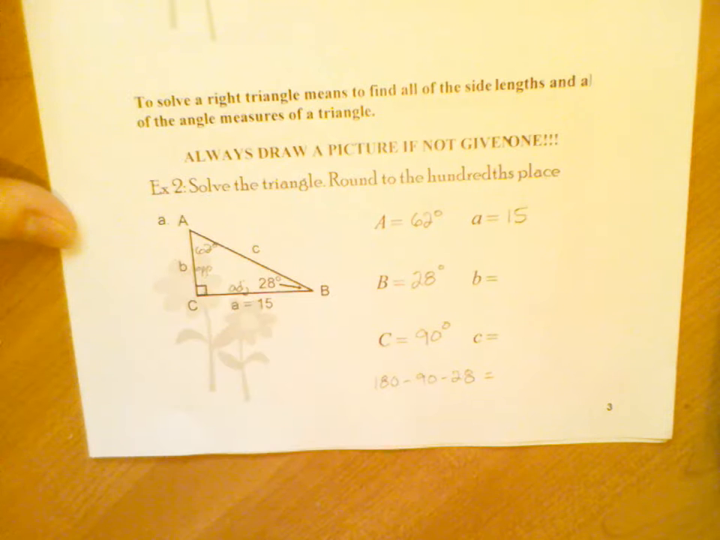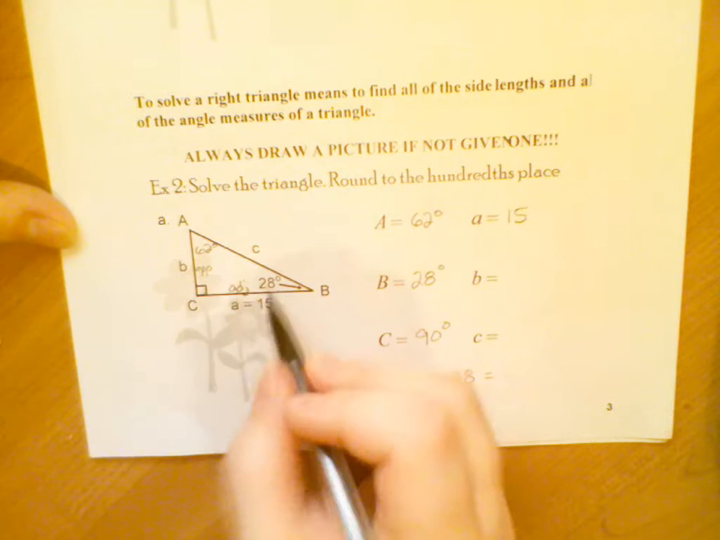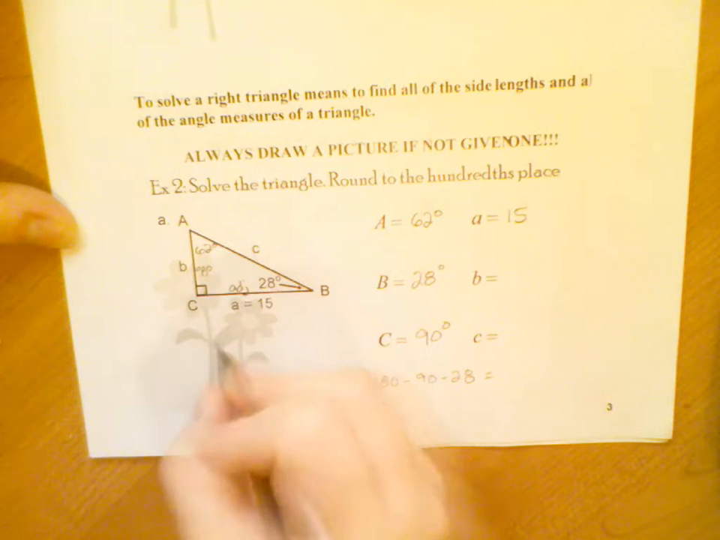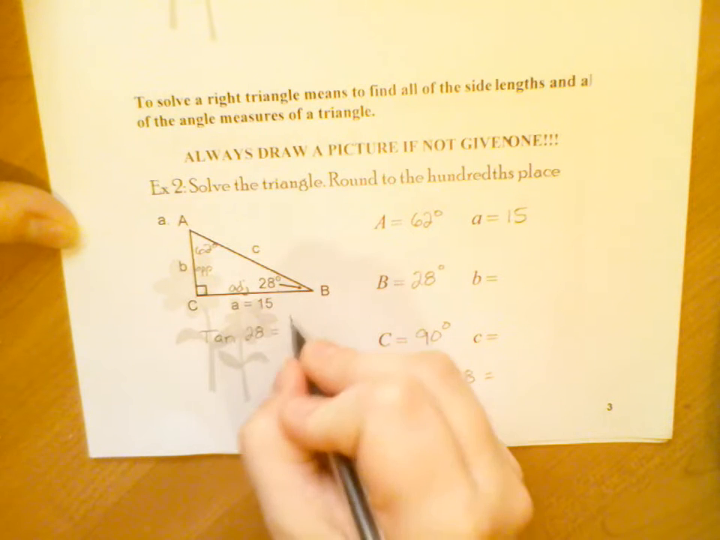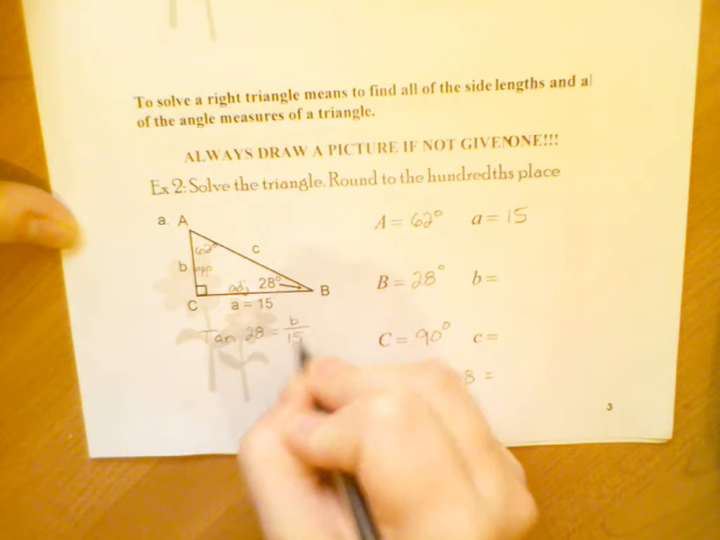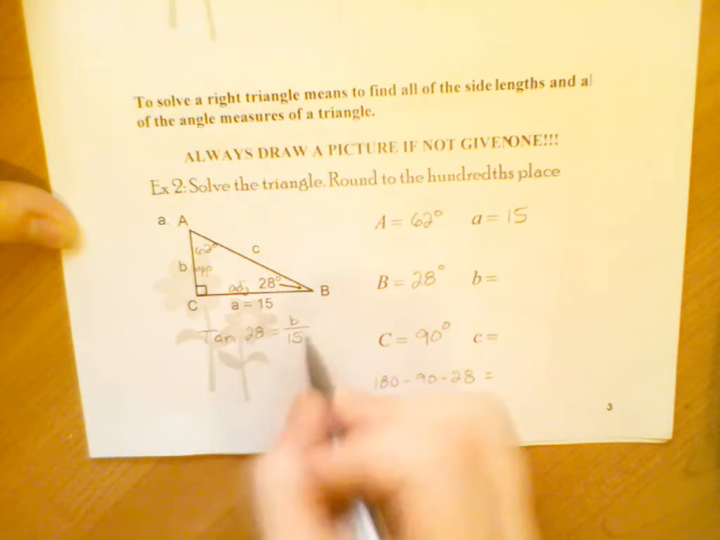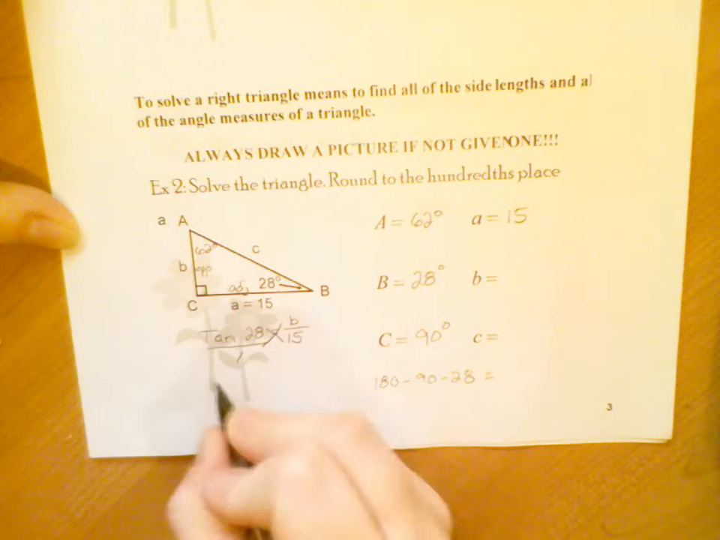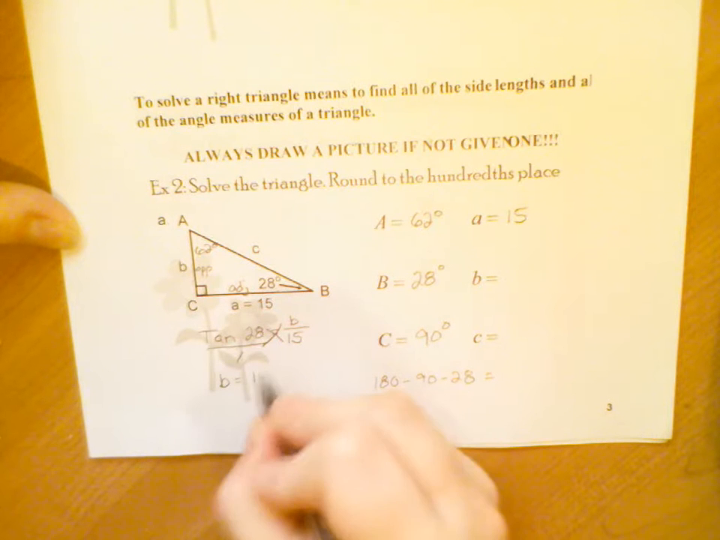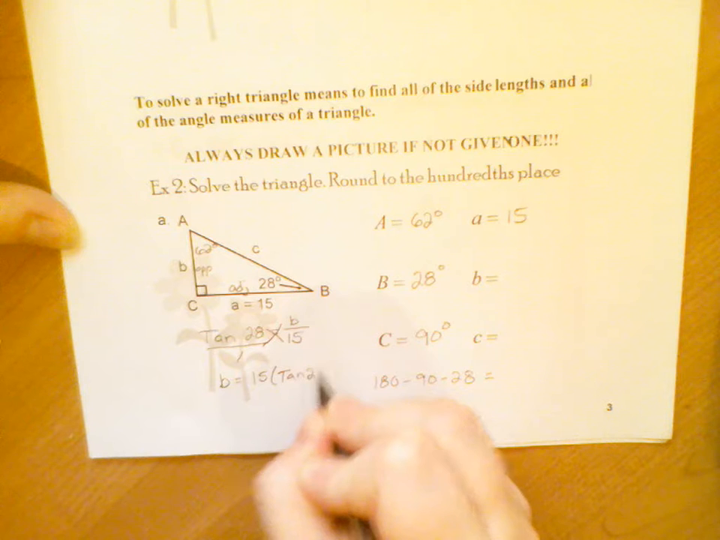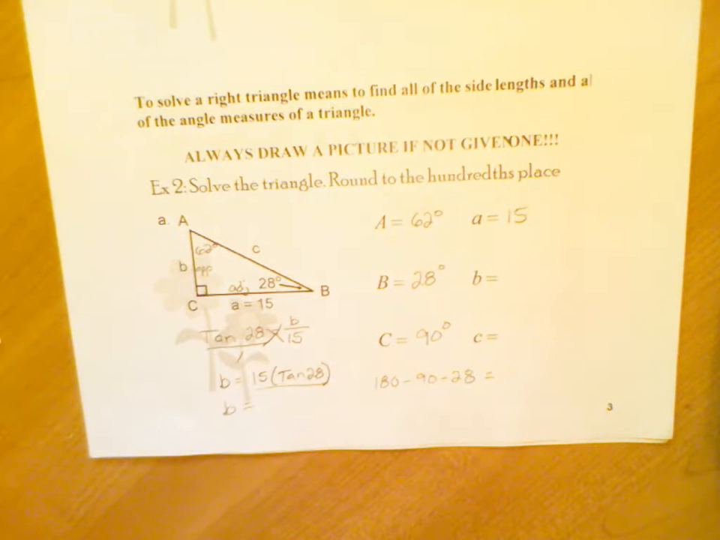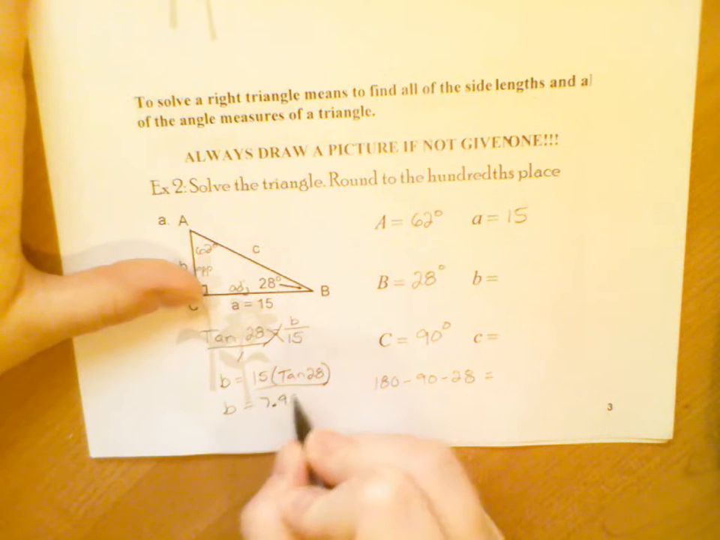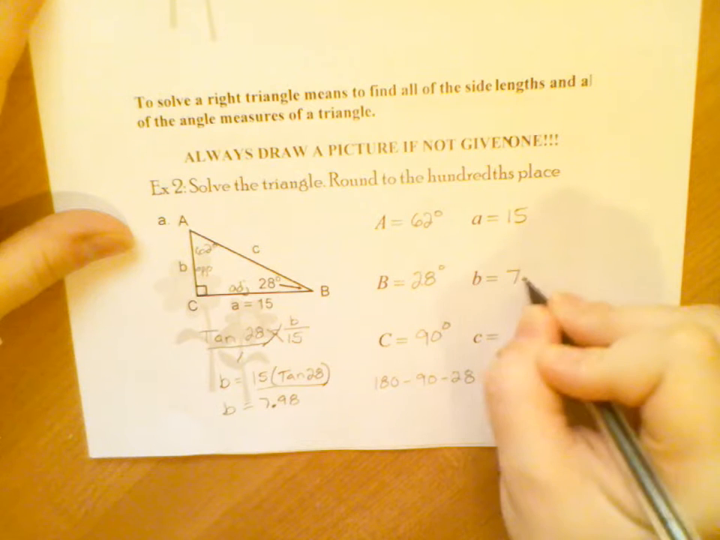So this is opposite. So just like we were doing before, the trig function that uses opposite and adjacent is tangent. So I've got tangent of 28 equals the side opposite, which is B, over adjacent, which is 15. So put this over 1 and cross multiply. So that's 1 times B is B, 15 times tangent 28. So B's already solved for. I just need to put this in my calculator. So if you put 15 times tangent 28 in your calculator, I got 7.98. So that's side B.